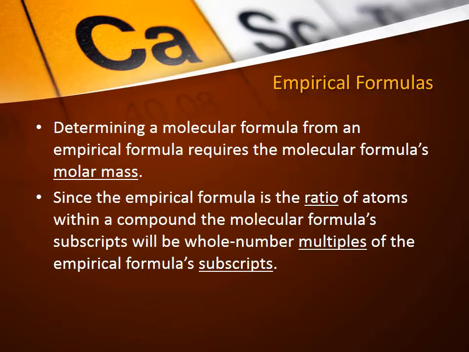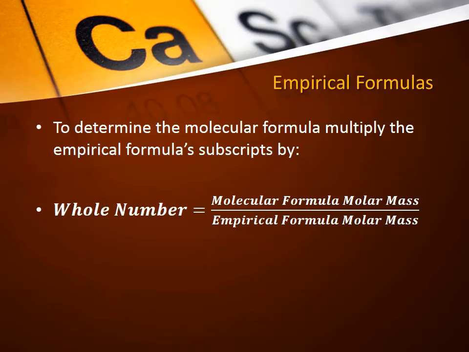So if, for example, we have a 1 to 2 relationship as our empirical formula, we may have a 2 to 4 as our molecular, or a 3 to 6 as our molecular. Still can be simplified down to that 1 to 2 relationship. So to determine the molecular formula, at least assuming we have the empirical formula, all you need to do is take the molecular formula's molar mass and divide it by the empirical formula's molar mass. That will get you the whole number that you can multiply your subscripts by.